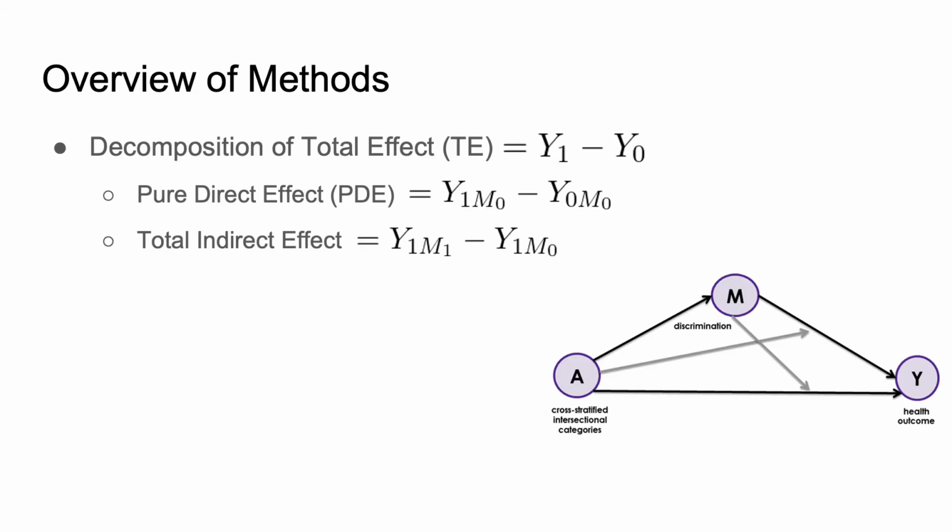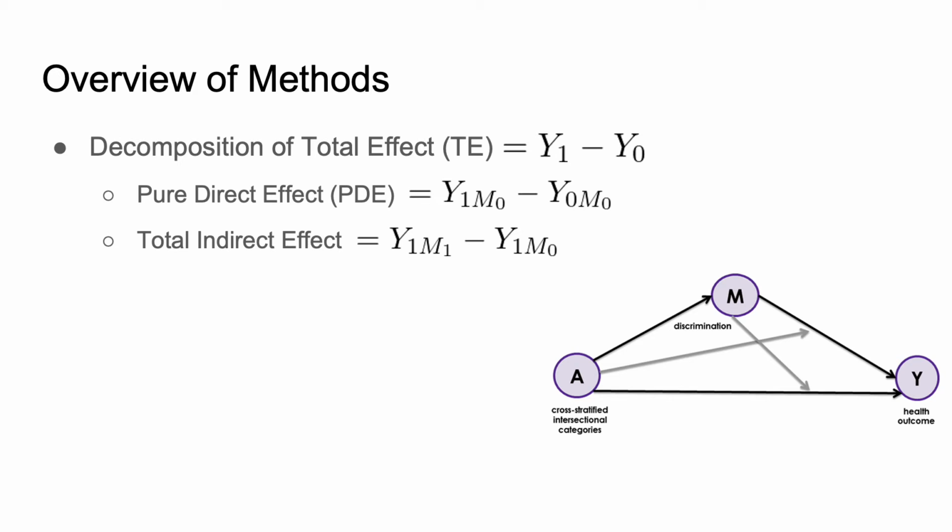Now that we've talked about the important assumptions for mediation analysis, I'm going to summarize the math behind the three-way decomposition that underlies this analysis. First, it's important to understand the term TE, or total effect. This is the difference in health outcome between two groups, labeled 1 and 0 here. We are taking group 0 to be the reference group and group 1 to be the group of interest.